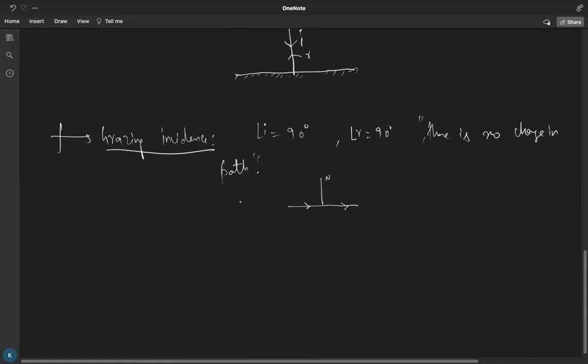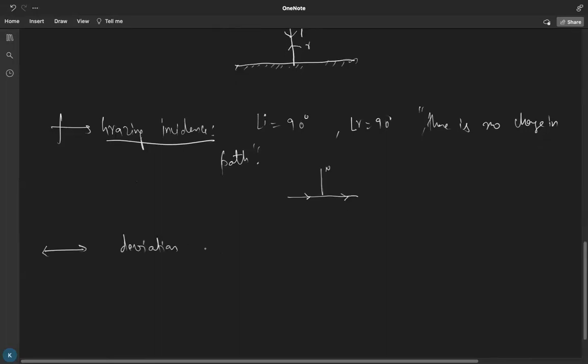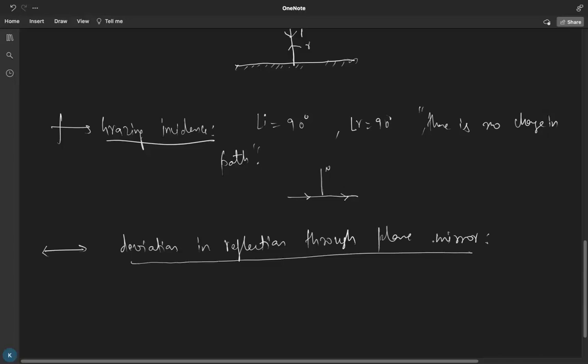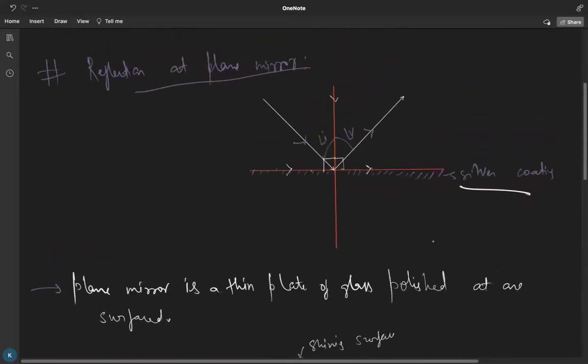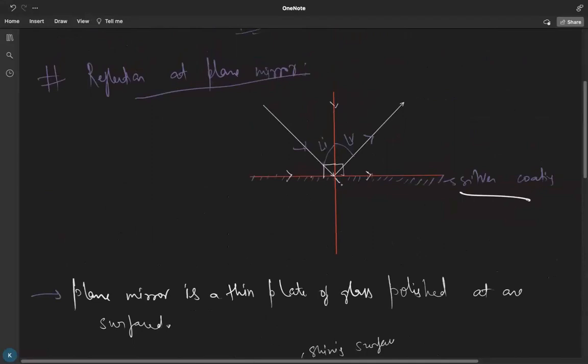Now the third thing we have to discuss is the deviation in reflection through a plane mirror. Let's watch this video. Our ray has to move in this straight direction, right? But what happened? Our ray of light is deviated through this angle. If I call it delta, this represents the angle of deviation, right?